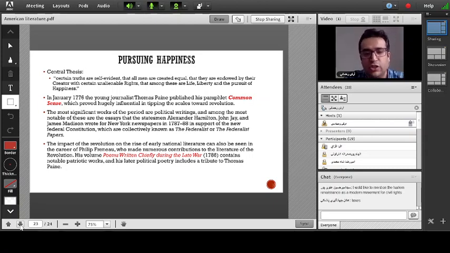حقوق اساسیش. And among these are life, liberty and the pursuit of happiness. زندگی، آزادی و دنبال خوشبختی رفتن. The pursuit of happiness. And so this created a revolutionary war period.